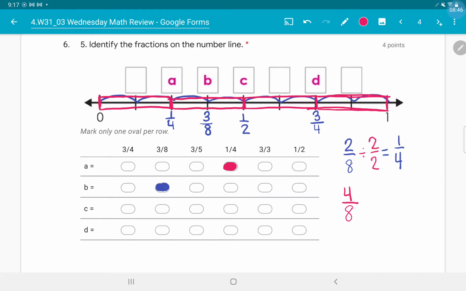If I split 8 in half, would I get 4? Yes or no? Use your words. Yeah. Okay. So is 4/8 equal to 1/2?